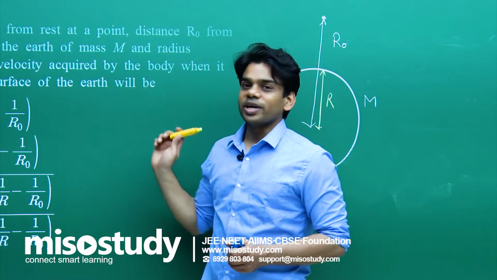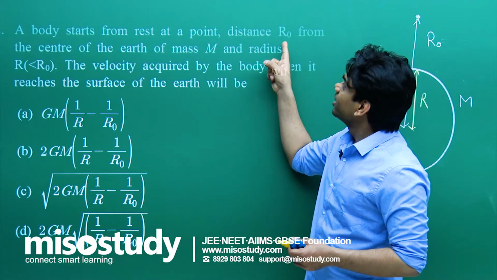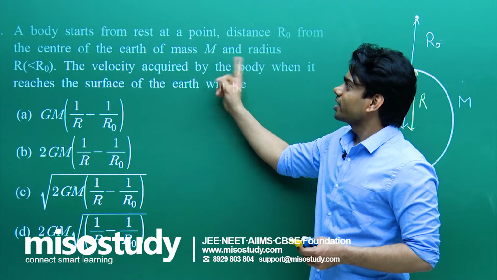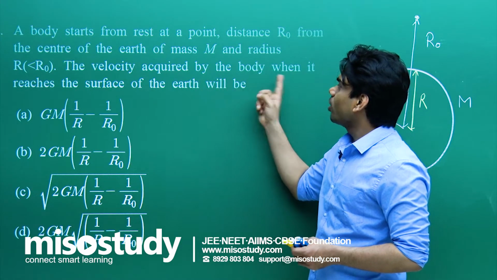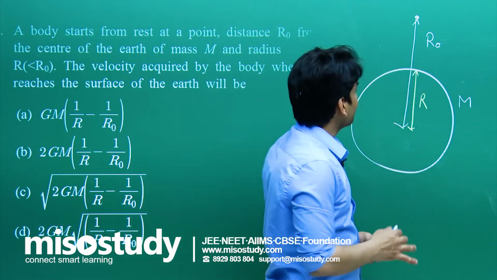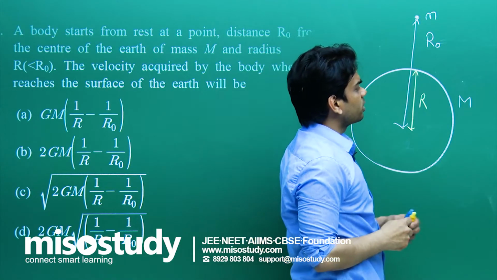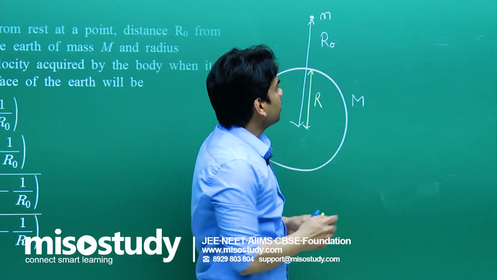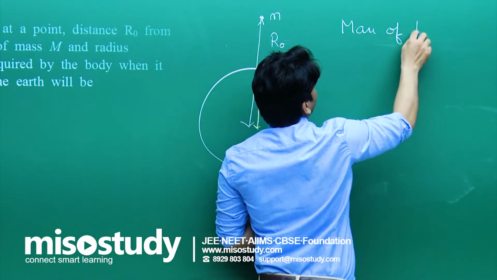So the body starts from rest. The body is at rest, that means initial kinetic energy is 0. Distance r0 from the center of earth of mass m and radius r, that is what we have. The velocity acquired by the body when it reaches the surface of the earth is what we need to find out. Let's say the mass of the body is small m and the mass of earth we have already noted down, that is capital M. So the mass of the body we have taken to be small m.